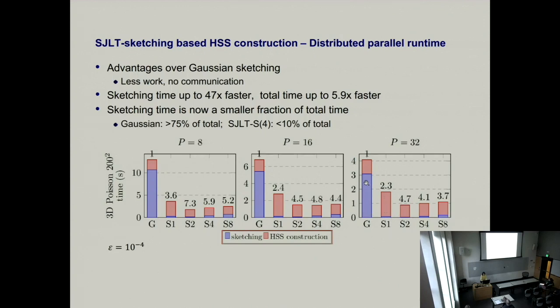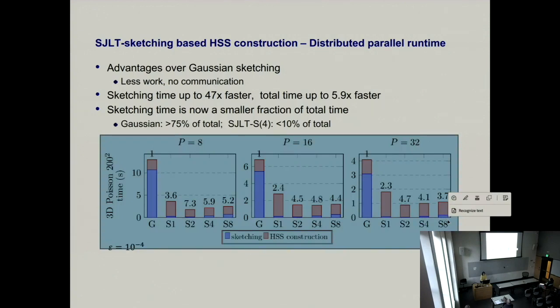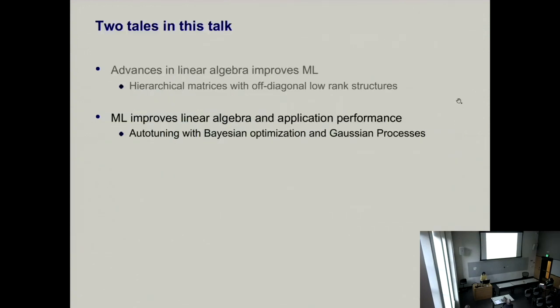So you can see Gaussian spends most of the time in the sketching, but when you do S4 or S8, it's very little sketching time. It's all construction time. All right. So that's the first part. I think I can transition to the second part, but I want to pause a little if you have any questions, comments.